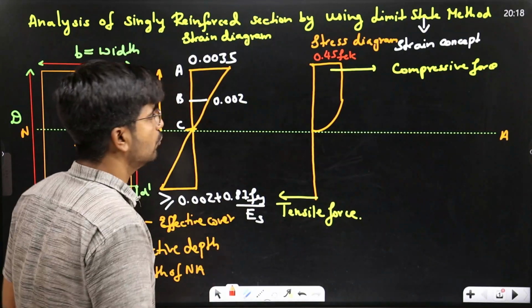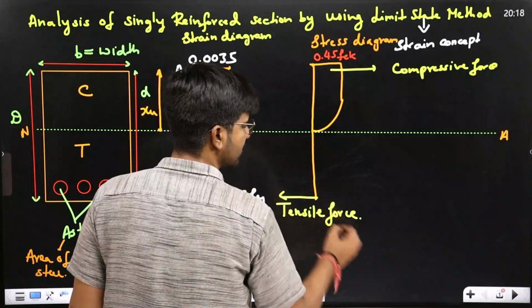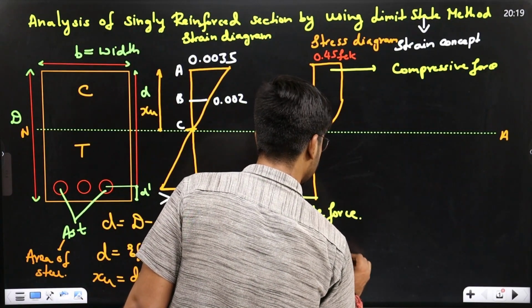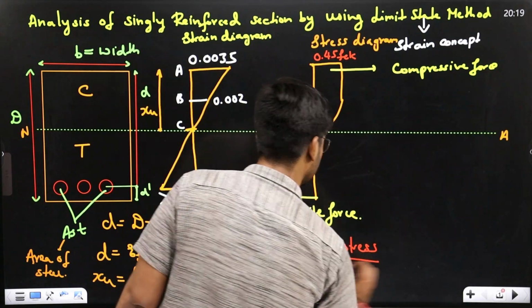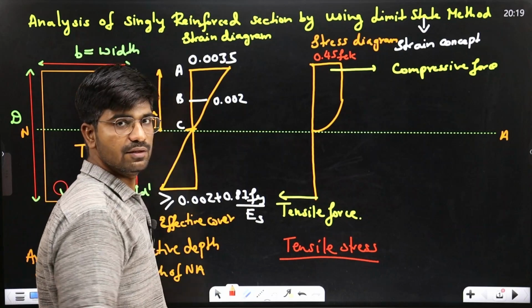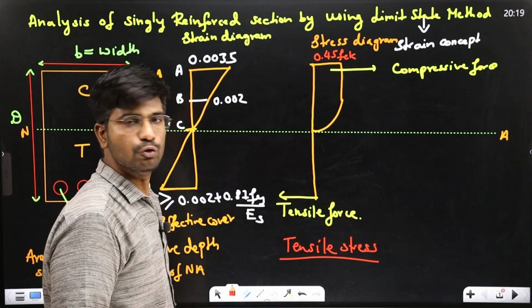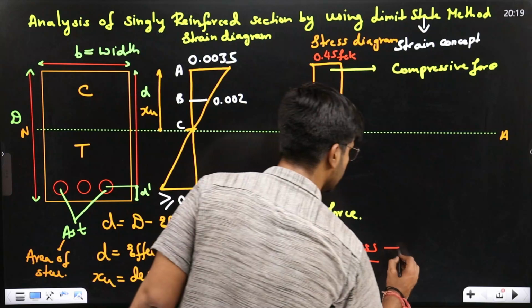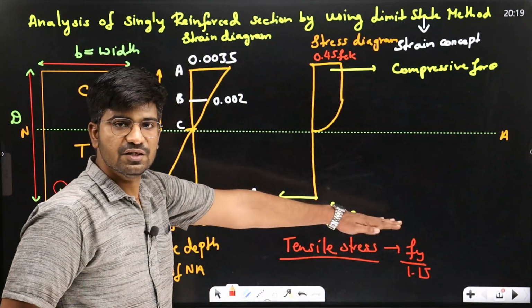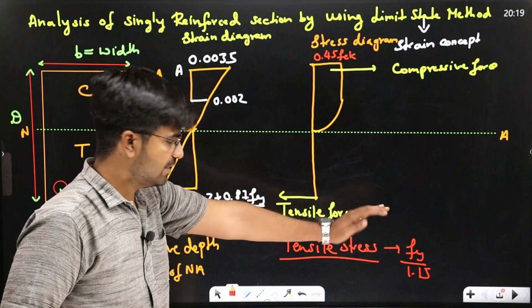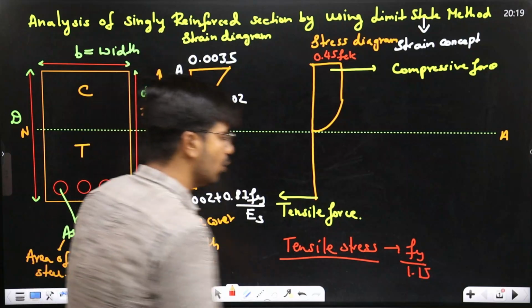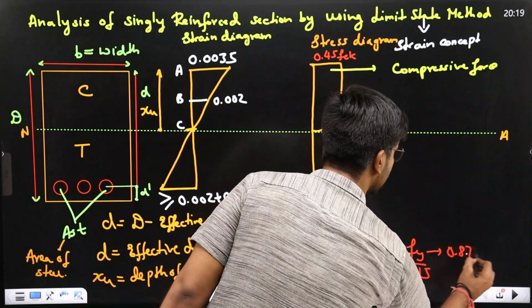And what is the value of tensile stress? How did you get the value of tensile stress? It is very easy. You already did it. Fy upon 1.15. Characteristic strength of steel divided by factor of safety. And what is the factor of safety for steel? 1.15. And you got the value of 0.87.